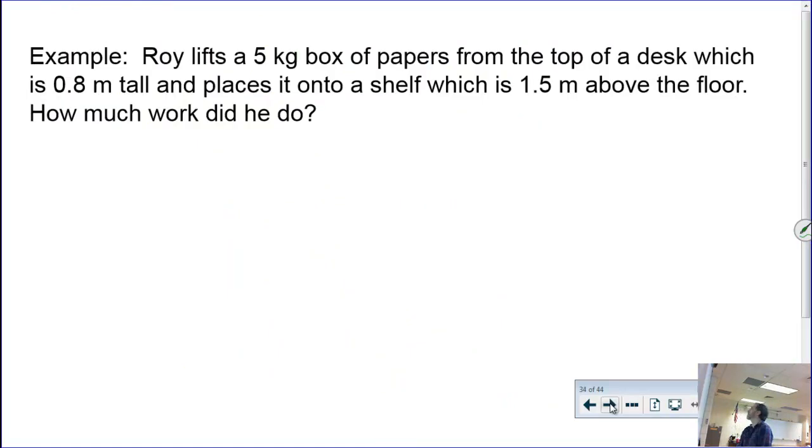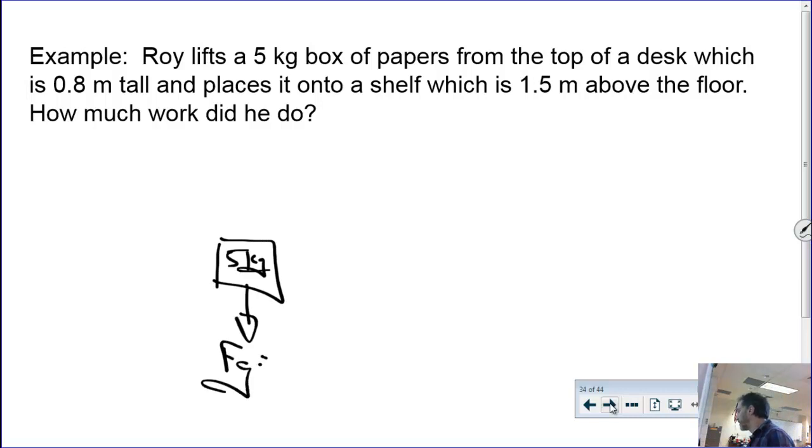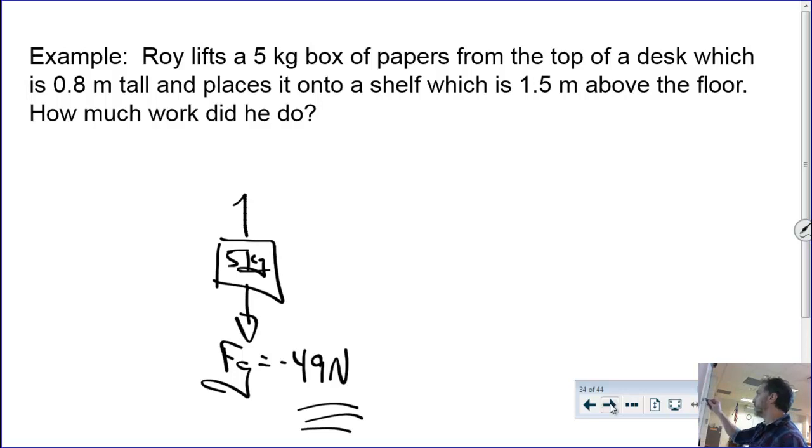Roy lifts a 5-kilogram box of papers from the top of a desk, which is 0.8 meters tall, and places it onto a shelf, which is 1.5 meters above the floor. How much work did he do? All right, so here's our box. It's a 5-kilogram box. The force of gravity on it is going to be just 5 times 9.8, so negative 49 newtons. Now we've done problems like this before, right? And so I just want to make a point here. The way that we did this before was we said, well, the force Roy needs to lift it is just going to be positive 49 newtons, right?